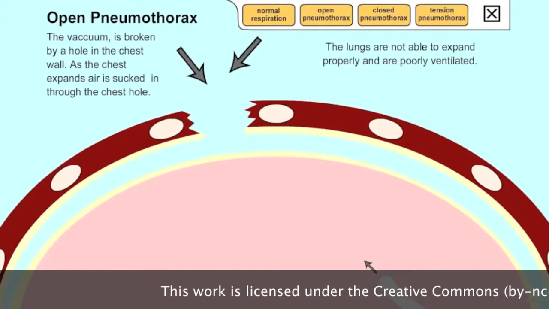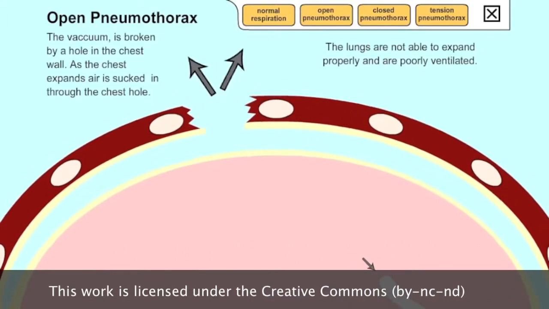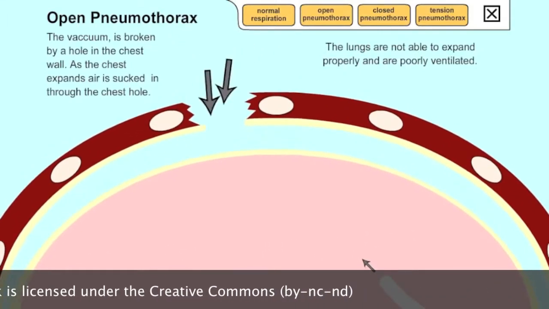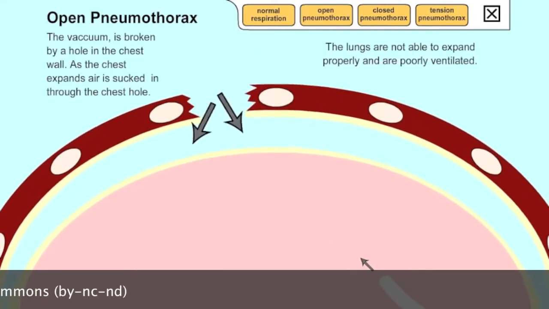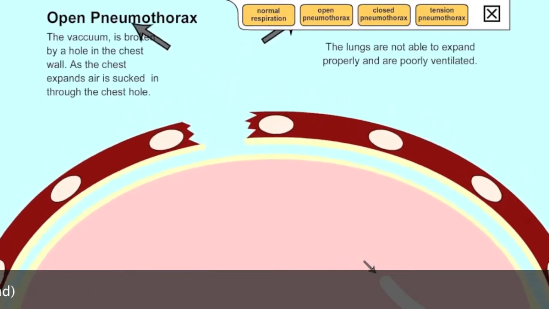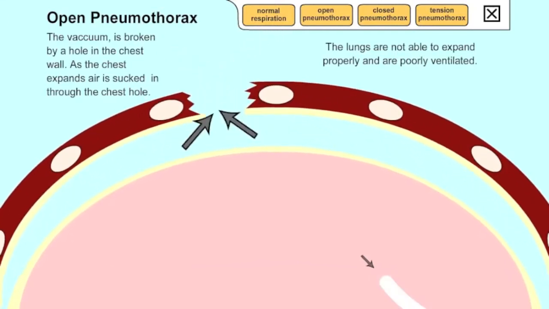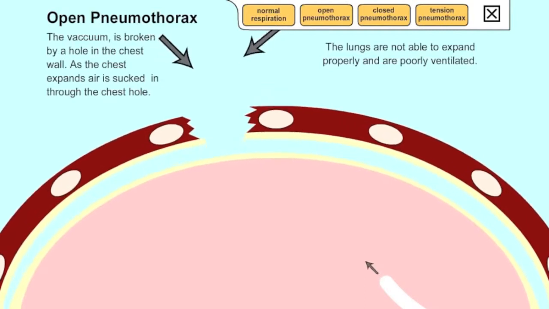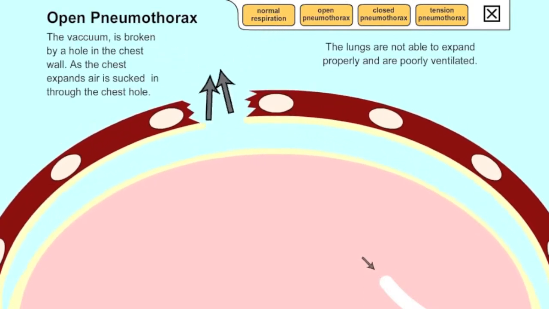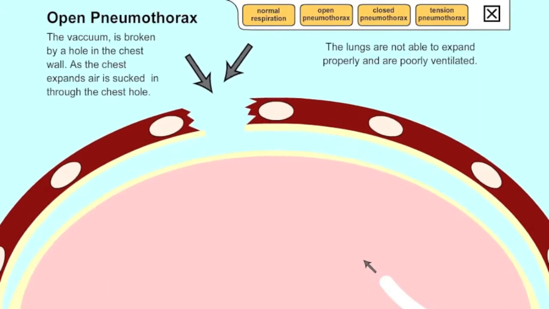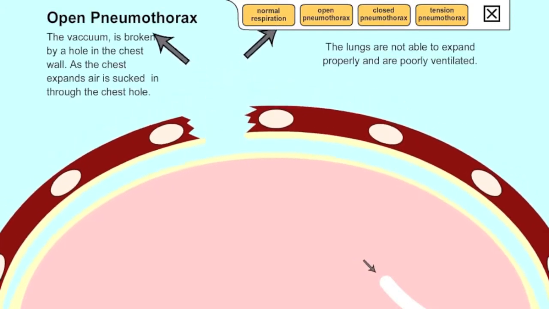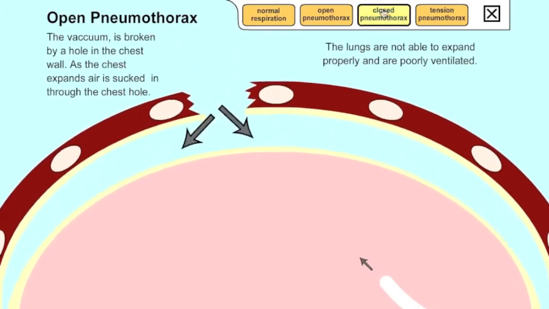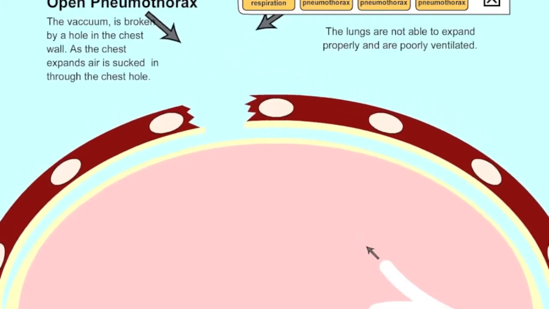Now, when we have an open pneumothorax, we actually have a penetrating wound, say, or an area where the air can get from the outside into the lungs. What has occurred is that vacuum that we rely on to allow pressure has now been basically ruptured. It's no longer there. And as the chest expands, air is sucked in through the hole in the chest, and the lungs are not able to expand properly, and they're very poorly ventilated.